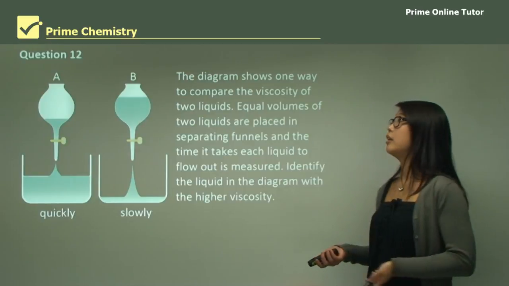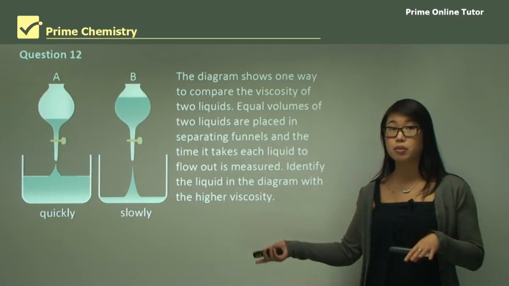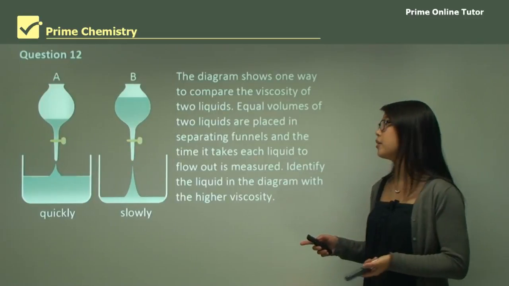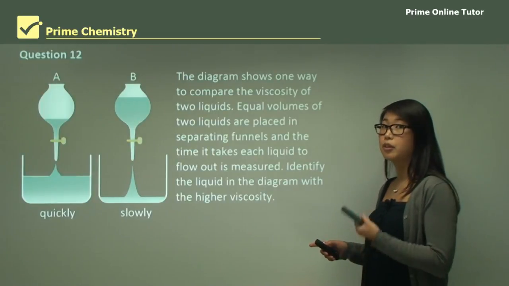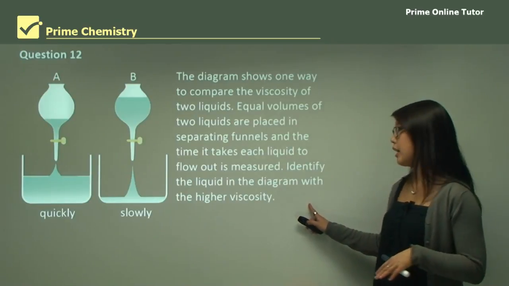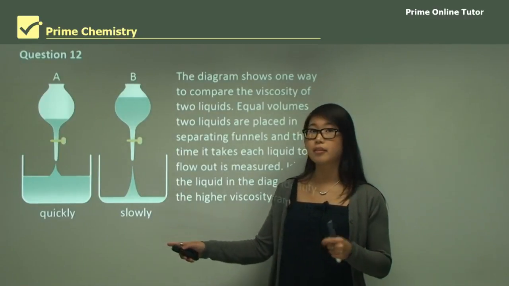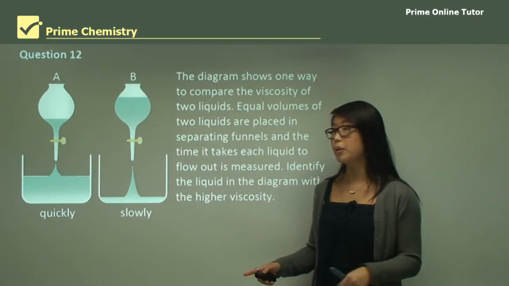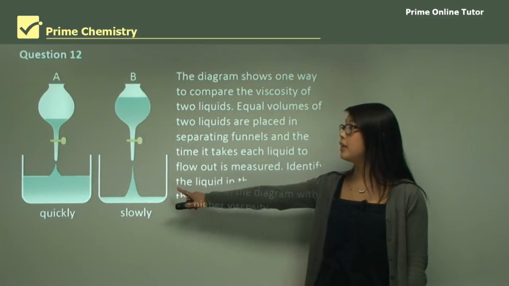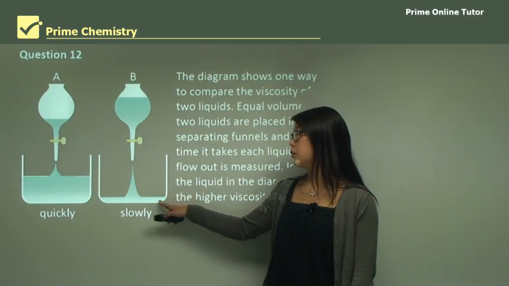Firstly, question 12. The diagram here shows one way to compare the viscosity of two liquids. So it's similar to what we just did with the flow rates. Equal volumes of the liquids are put into the separating funnels, and we time how long it takes for the liquid to flow out. In this one, we need to identify which liquid has the higher viscosity. In diagram A, we put the water in. At a certain time we stopped it, and it flowed out quite quickly because we have quite a lot of liquid at the bottom, compared to B, where most of the liquid is still in the separating funnel and we have very little liquid in the bottom.